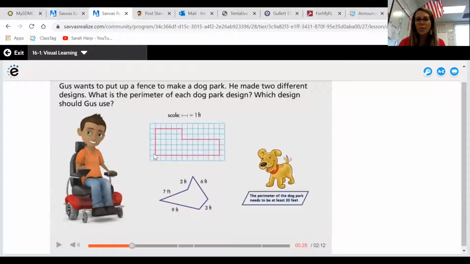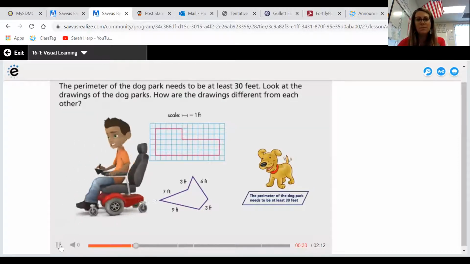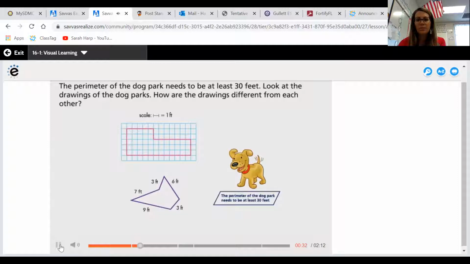Okay, so when they talk about the perimeter, remember that's the outside of the shape. So here they have two different shapes, and let's figure out how to solve this problem. The perimeter of the dog park needs to be at least 30 feet. Look at the drawings of the dog parks. How are the drawings different from each other? All right, so besides the shape, we know the shape is different. Take a minute and look at each design. Besides the shape, what do you notice is different? Think about that for a minute.